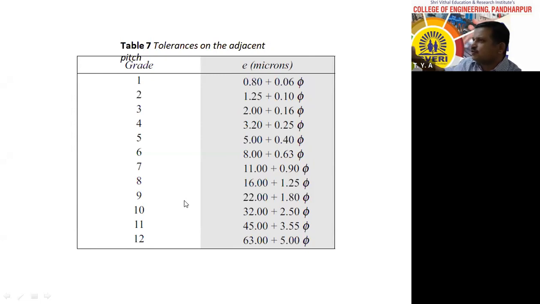So in that there are also super finishing methods. What are the super finishing methods? Lapping, honing. Honing, lapping, buffing. These are the super finishing methods.